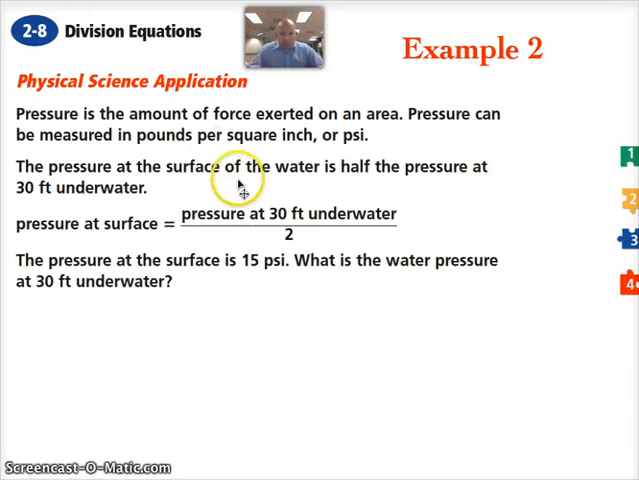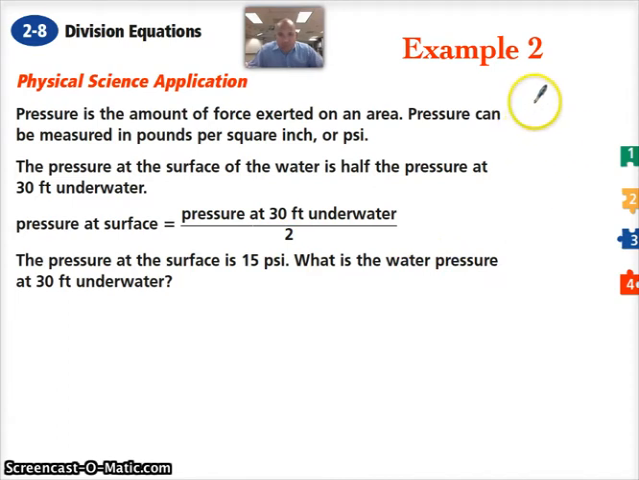So I look at that. The pressure at the surface is half the pressure 30 feet underwater. So pressure decreases as you go underneath the water. Here they've made an equation. This equation is pressure at surface equals pressure at 30 feet underwater divided by 2. The pressure at the surface is 15 pounds per square inch, psi. What's the water pressure at 30 feet underwater?